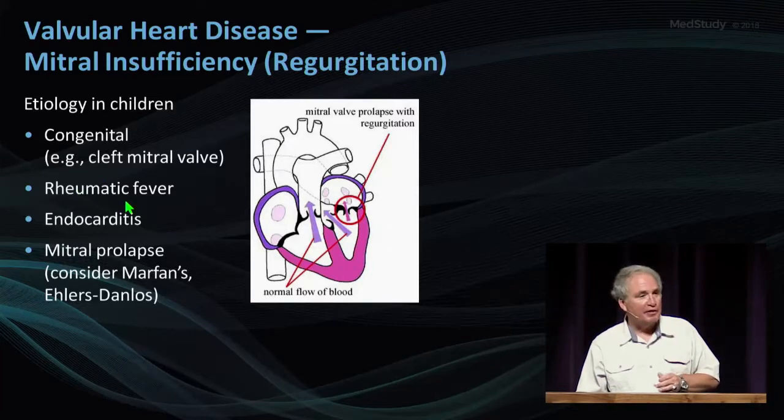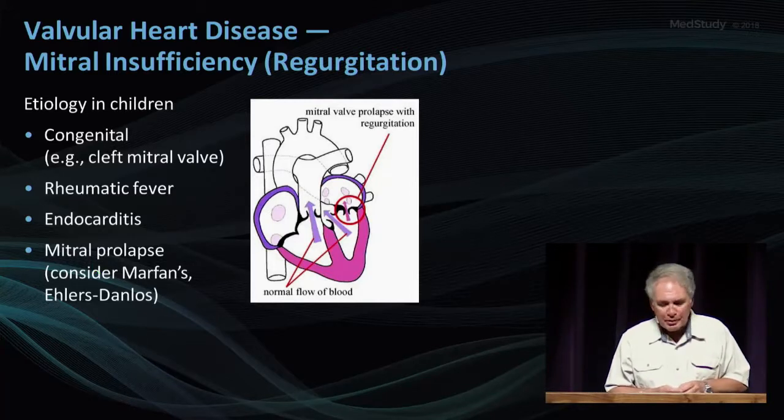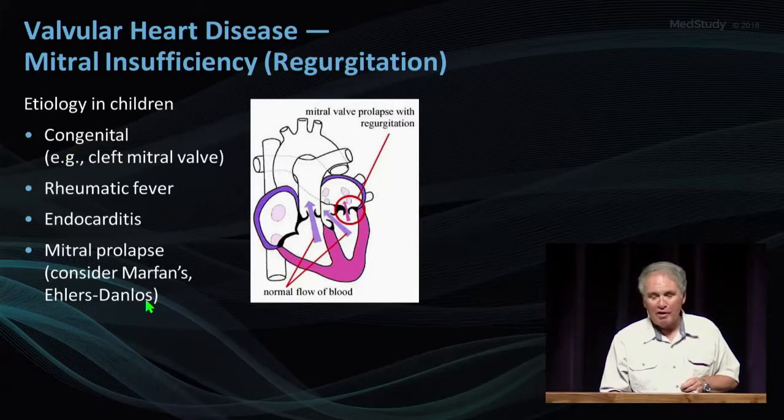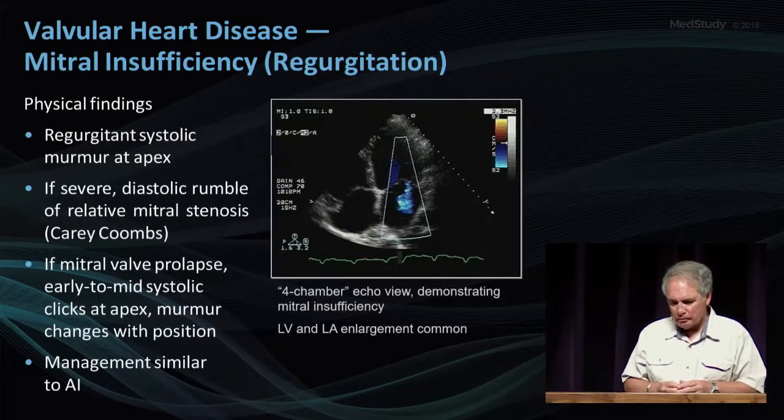Again, rheumatic fever can damage the mitral valve. Endocarditis can eat away at the mitral valve. And certain patients are predisposed to having abnormal mitral valves, mitral valve prolapse, such as Marfan syndrome sometimes, and Ehlers-Danlos syndrome can be associated with mitral valve prolapse, and it can occur in isolation.